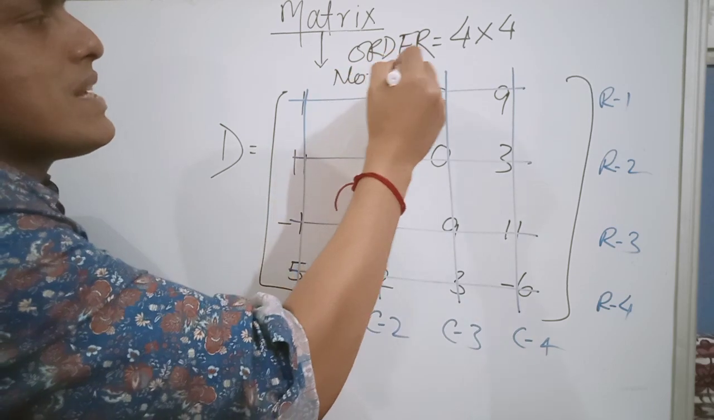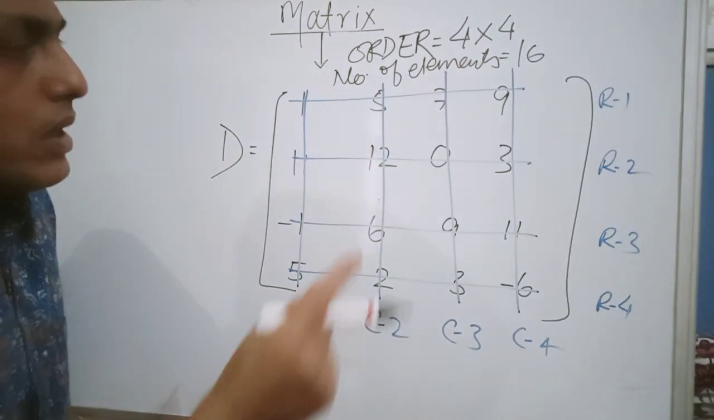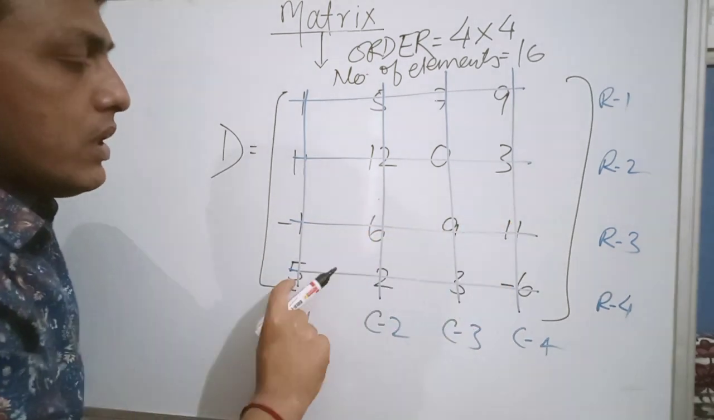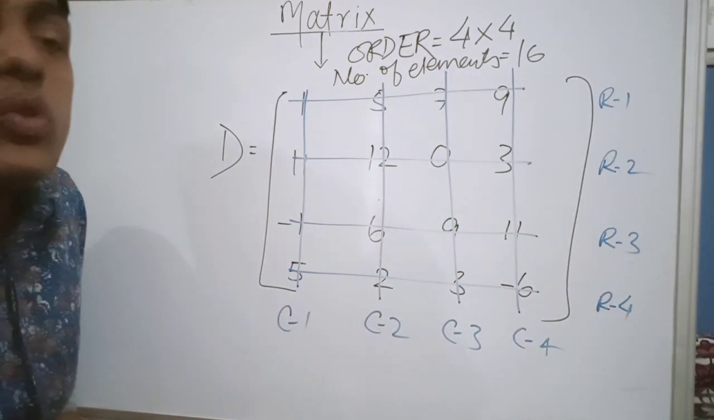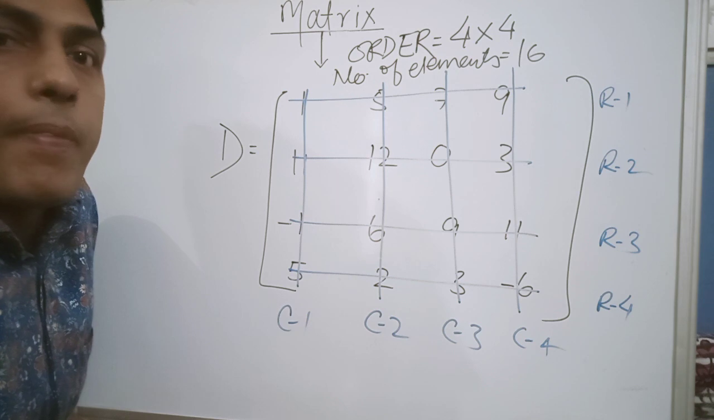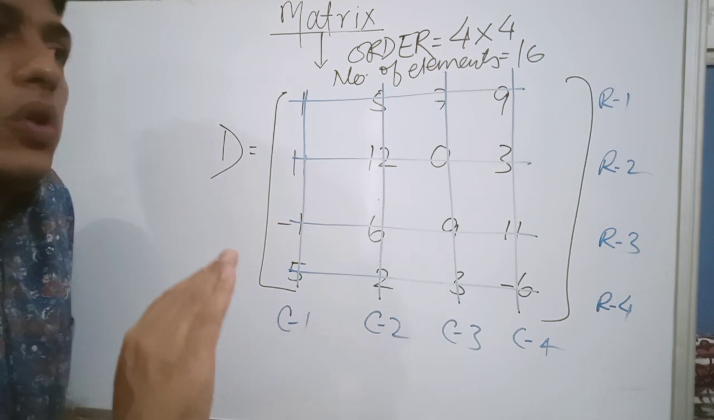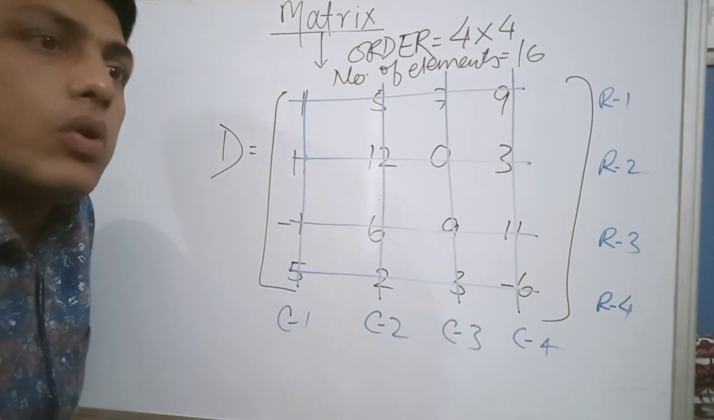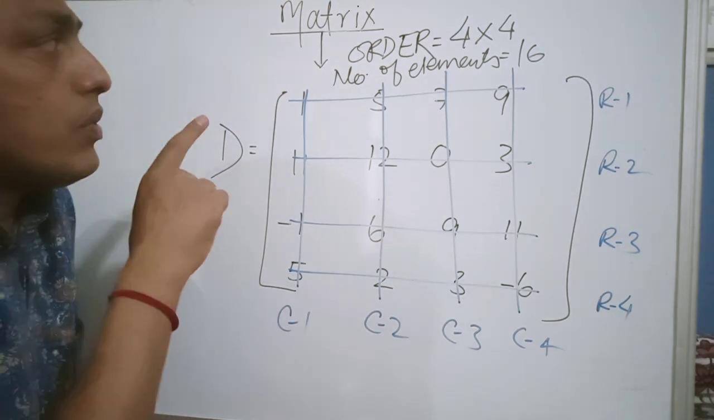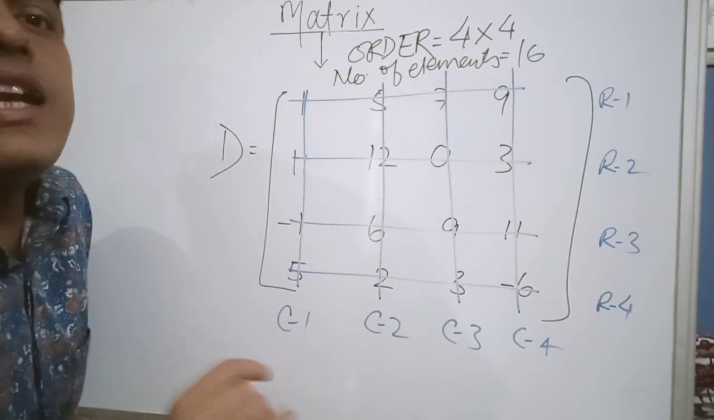Number of elements is 16. Count it. 1, 2, 3, 4, 5, 6, 7, 8, 9, 10, 11, 12, 13, 14, 15, 16. So total 16 elements are there. Order 4 by 4. So in this video I have given you the definition of matrix, order of matrix, and number of elements of a matrix.